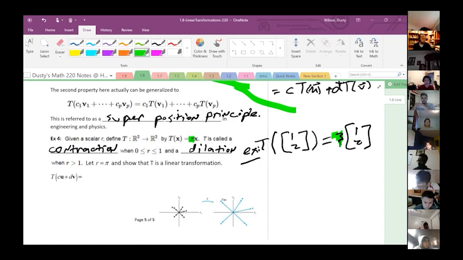From Elijah: doesn't this come up in differential equations as well? Yes, this idea of superposition is a big deal in a lot of math. Yep. All right.